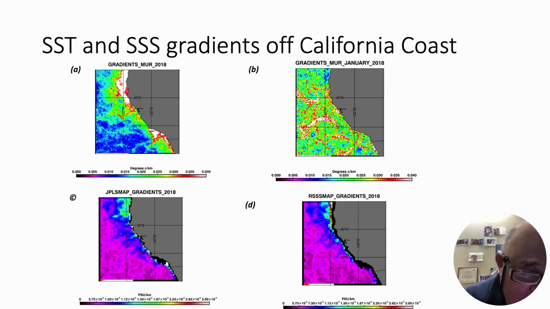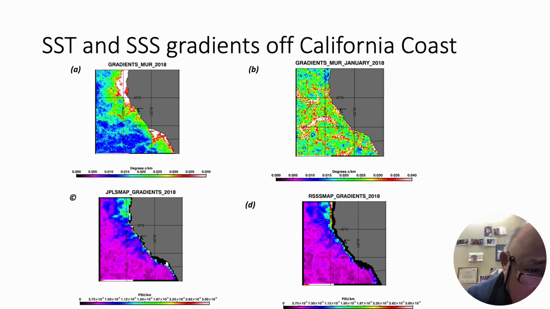The lower right-hand corner, panel D, are the same sea surface salinity gradients derived from SMAP, but from the Remote Sensing Systems product. And one of the first things you'll notice is, in terms of the sea surface temperature gradients, for June to September, you'll notice these large gradients along the coast, especially in Northern California, and as you enter Oregon also. Those are consistent with what we know are the major upwelling seasons off of California, which occur during the summertime.